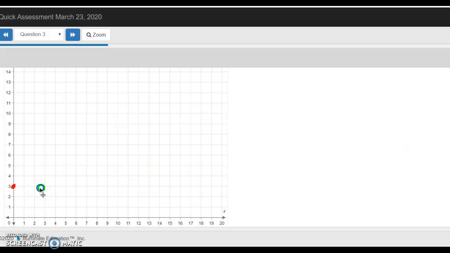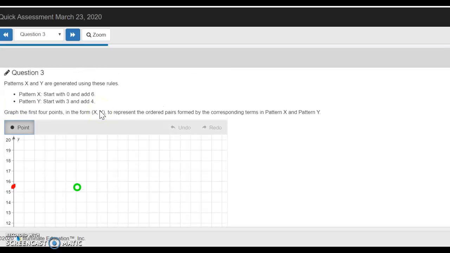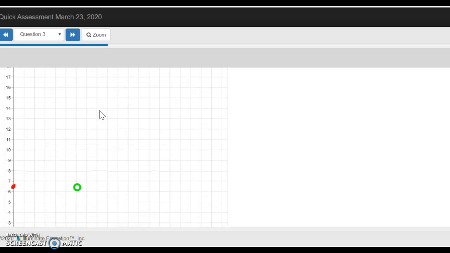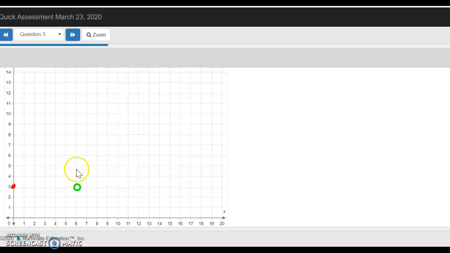So on my x-axis, I would be moving over 6. I'd go over 1, 2, 3, 4, 5, 6. And then it said to go up 4 on my y-axis. So where I'm at right now, I'd go up 4. So I'd go 1, 2, 3, 4. That would be my first point.